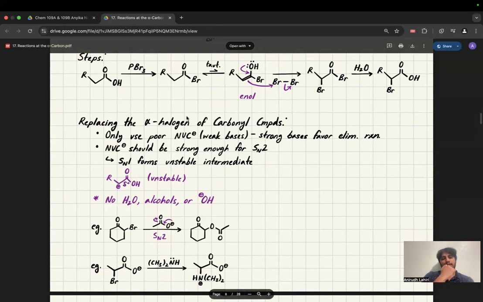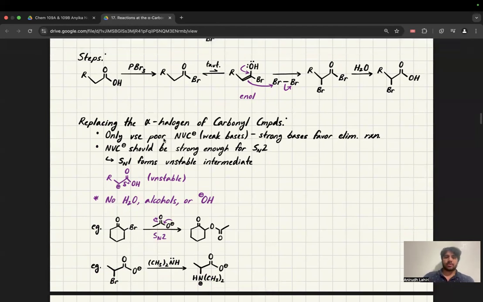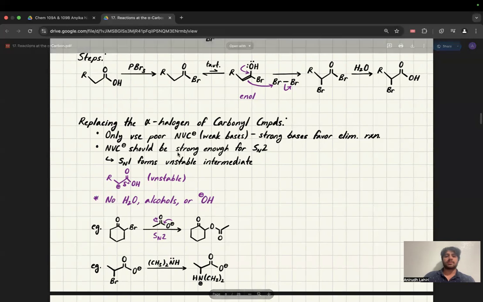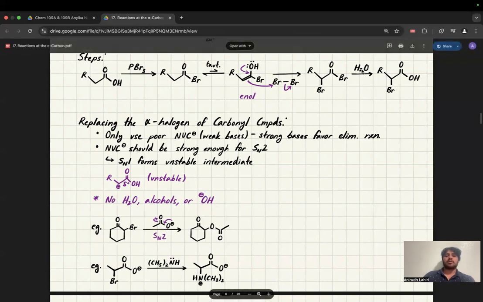Okay, replacing the alpha halogen of the carbonyl compound. So only use a poor nucleophile. Strong bases will favor elimination, which is why we have to use a poor nucleophile here. The nucleophile should be strong enough for SN2 because SN1 will form unstable intermediates. So, a reasonable nucleophile. Something like an alcohol or H2O is okay. Like, don't use a ridiculously weak nucleophile, but water is always a safe bet.